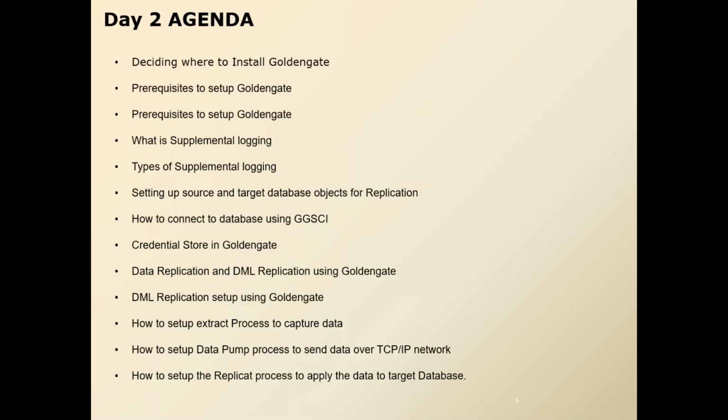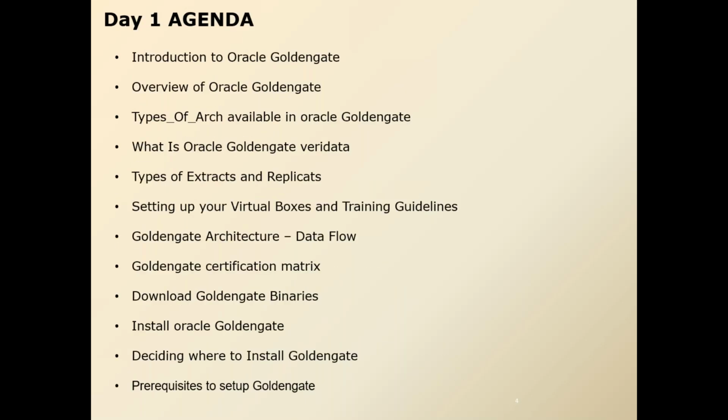Okay. So the day one session agenda includes introduction to Oracle Golden Gate. Today we are going to discuss an introduction and overview of Oracle Golden Gate, then the different types of architectures available in Oracle Golden Gate. I mentioned that this is classic architecture training, so some of you may have a query. I tried to clear that prior to the session, but still, if some of you have any query like what is classic architecture? There are two types of architectures available in Golden Gate.